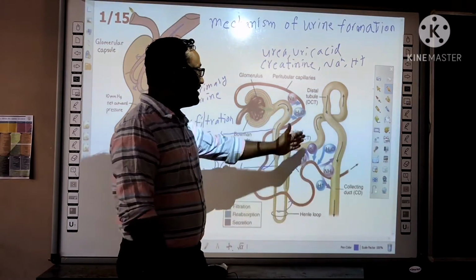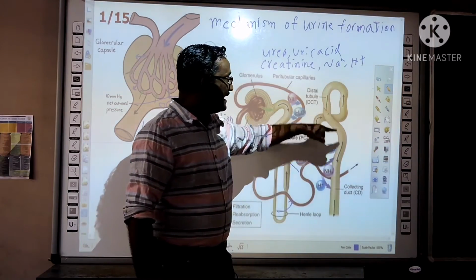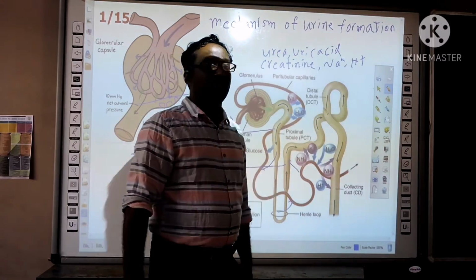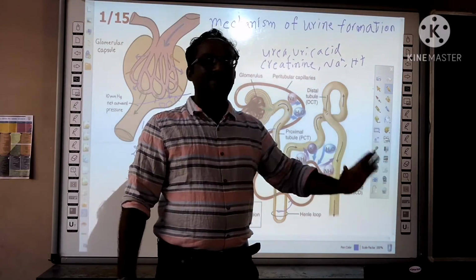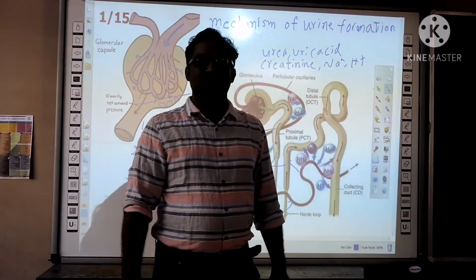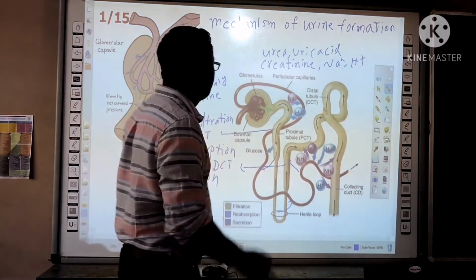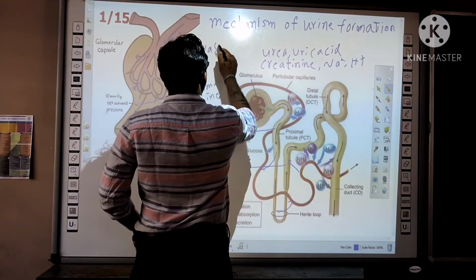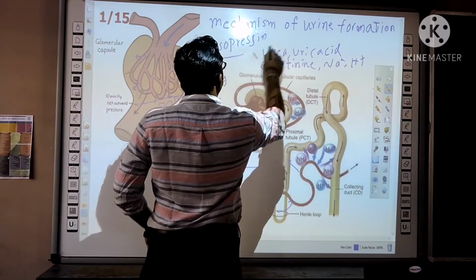Later, finally, the urine enters the collecting duct. In the collecting duct, the next stage takes place, that is regulation of the concentration of the urine. That means regulation of the pH of the urine. Here one important hormone is involved in controlling the regulation of urine concentration. That hormone is vasopressin.